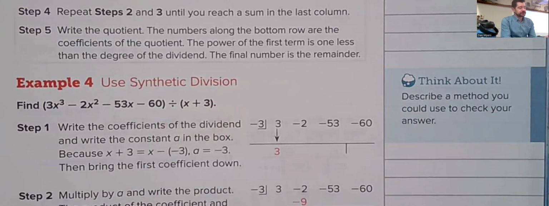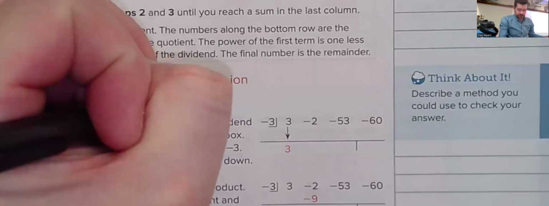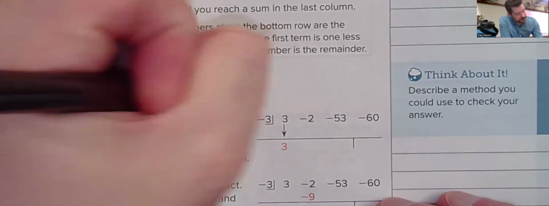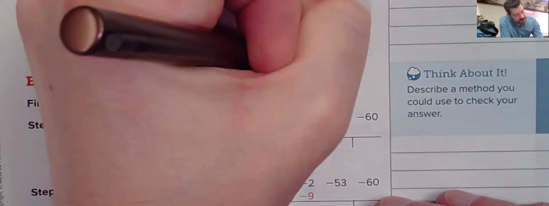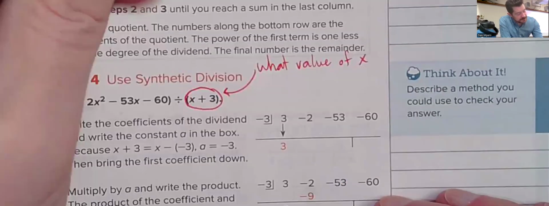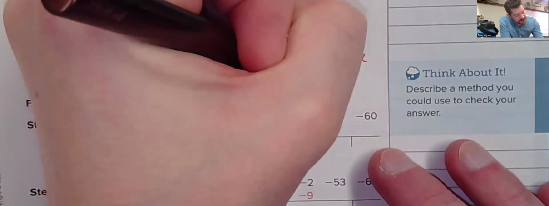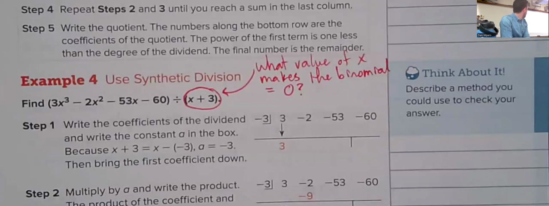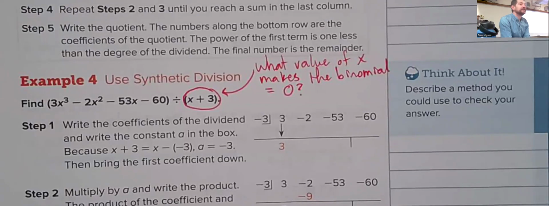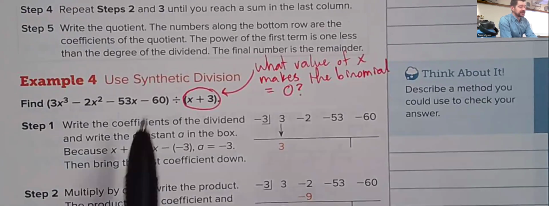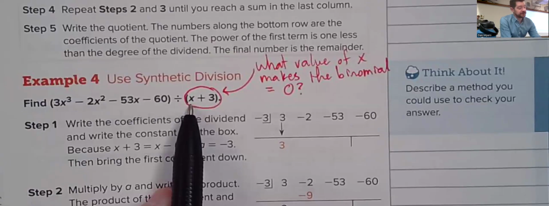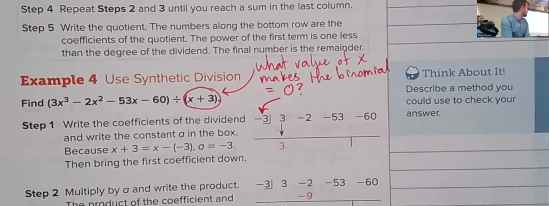So what value of x makes the binomial equal 0? And what would that be? How would you make this set of parentheses equal 0? What value of x? -3. So that's the number right there.